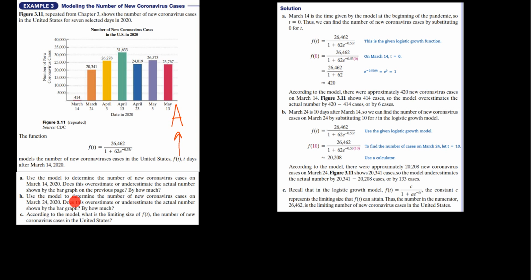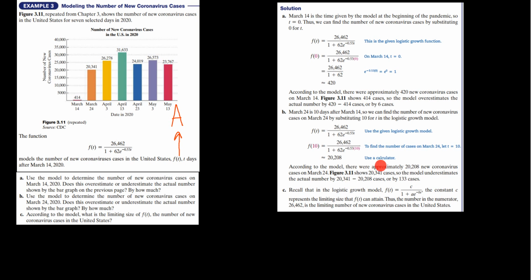B, we need to use the model to determine the number of new coronavirus cases on March 24th. And of course it asks, does it overestimate or underestimate the actual number shown on the bar graph? This is the actual number of cases, and we just have a model number. March 24th is 10 days after March 14th, so we plug in a 10 for t, and we end up with the number 20,208. Now on March 24th, we have 20,304. So it underestimates the amount by about 133 cases. But it's still pretty darn accurate, right?